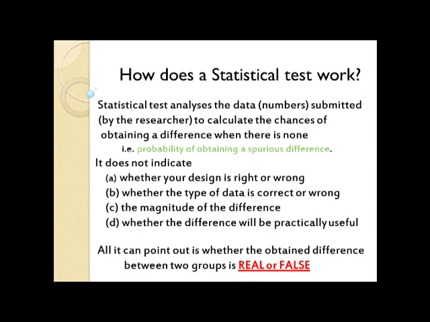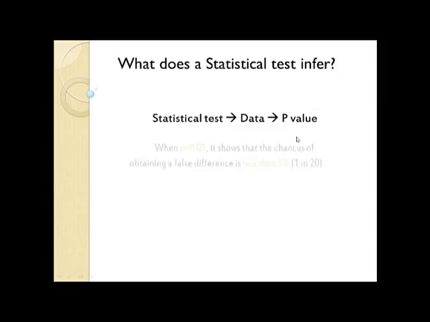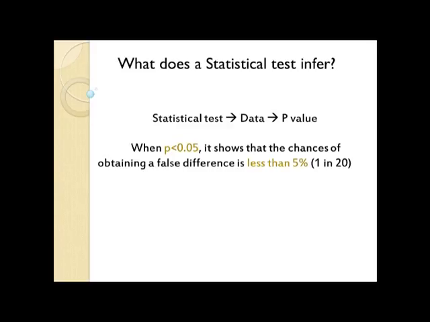So what basically a statistical test can prove or point out is whether the difference which you are observing between two groups or more than two groups is a real difference, or whether it is a difference by chance, a false difference. So that's what a statistical test is going to help you with.